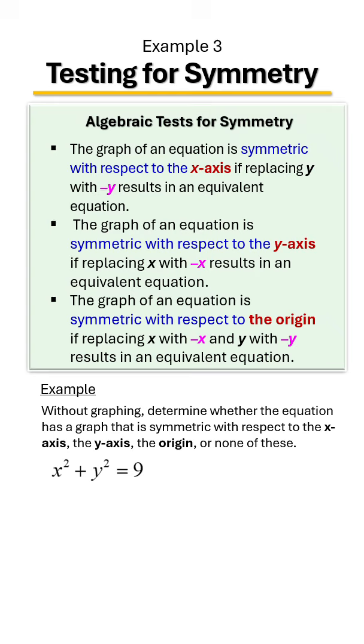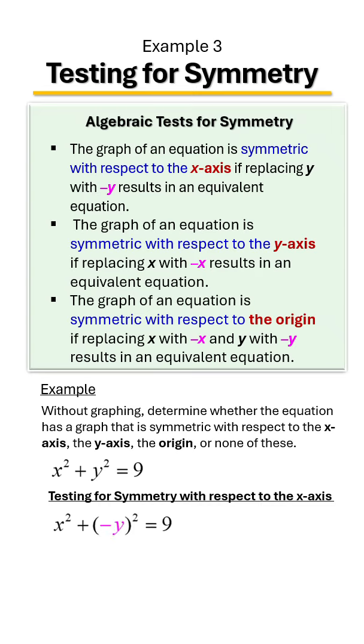Without graphing, determine whether the equation has the graph that is symmetric with respect to the x-axis, y-axis, the origin, or none of these. So we're going to begin with determining whether it's symmetric with respect to the x-axis by removing the y and replacing it with negative y. Recall, an even number of negatives is going to equal a positive.